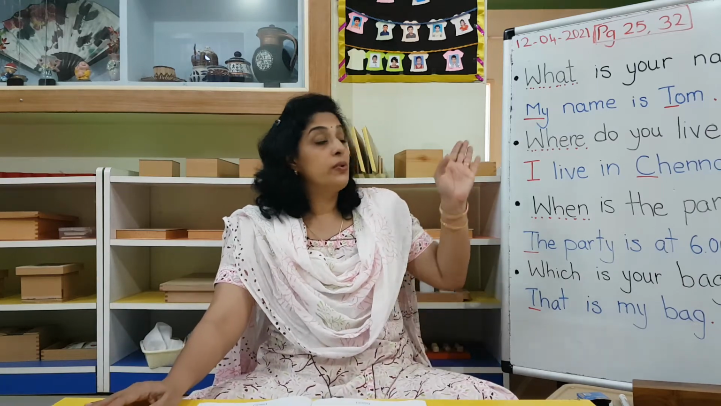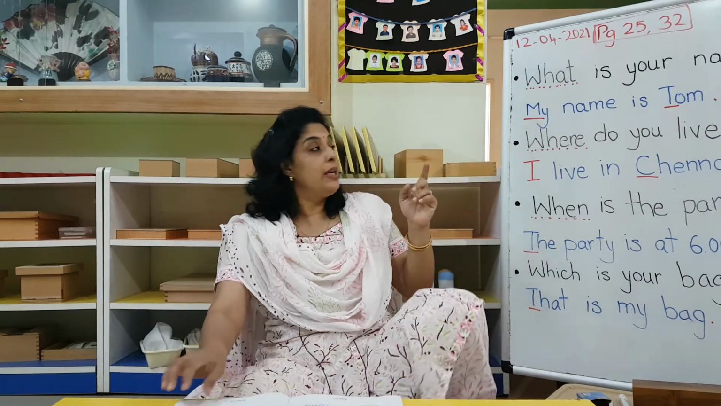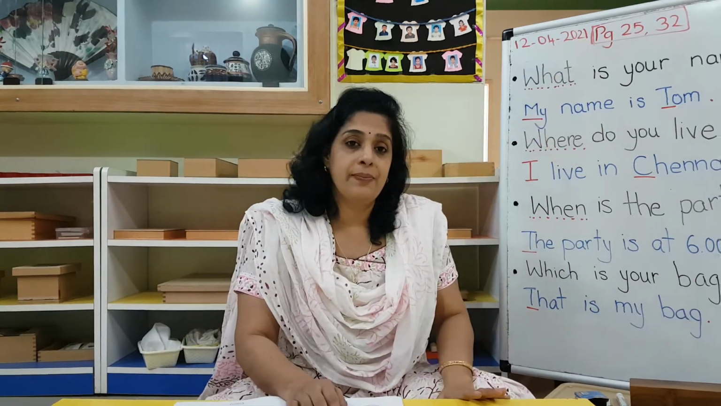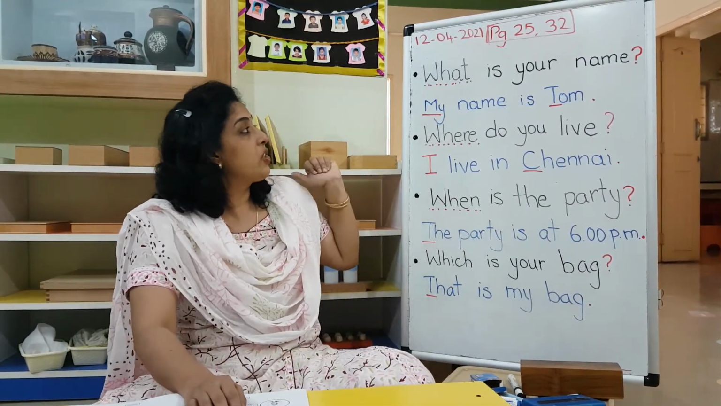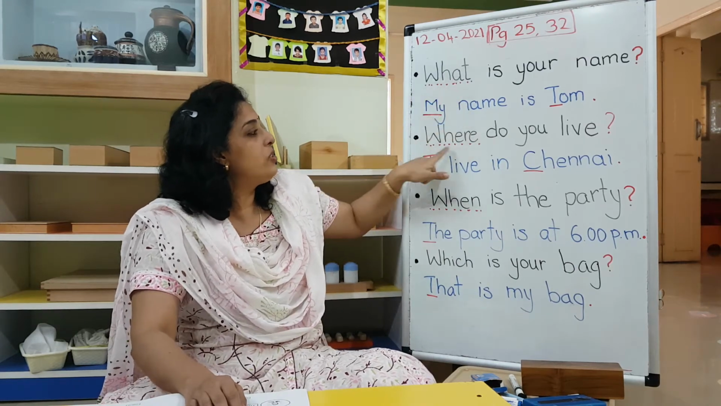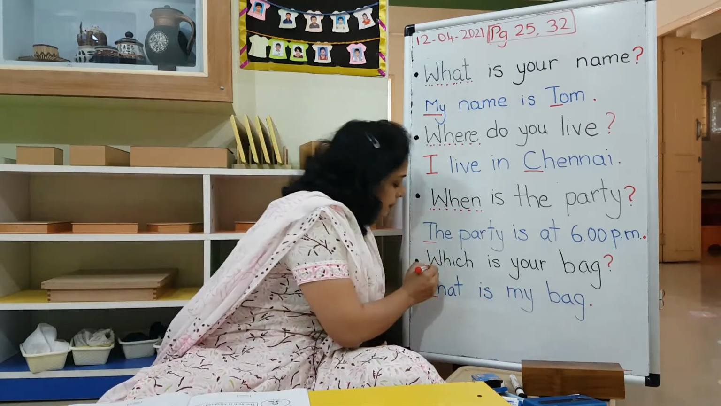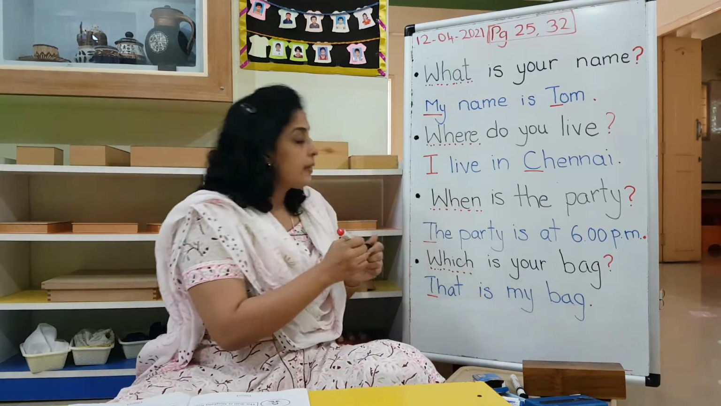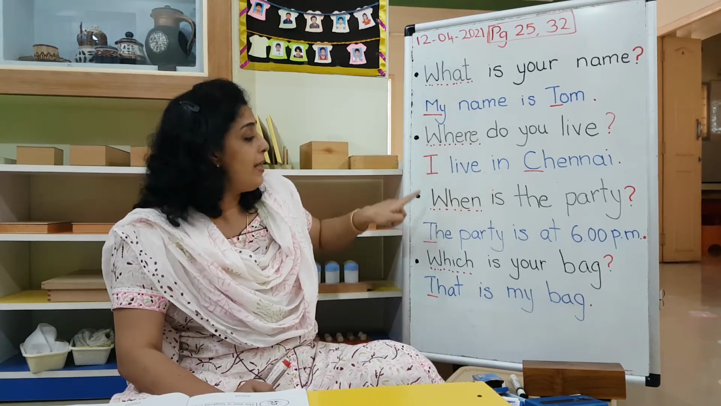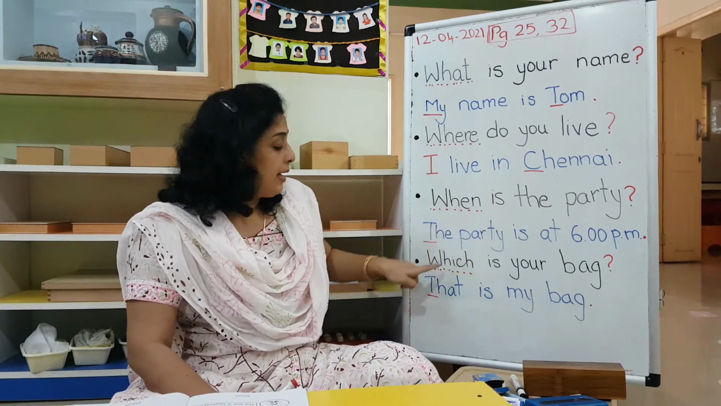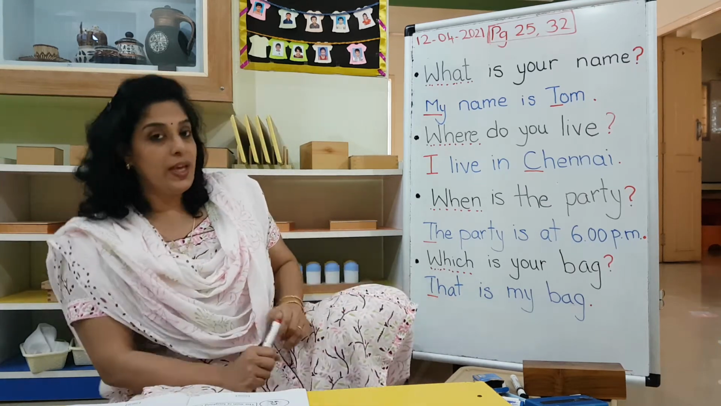Now we are going to look today at page number 25. In page number 25 you have these questions with these interrogative words. Now you can clearly see the interrogative words. The red dotted ones are the interrogative words. Like for example, this one is what, where, when, which. Okay, so these are all interrogative words.